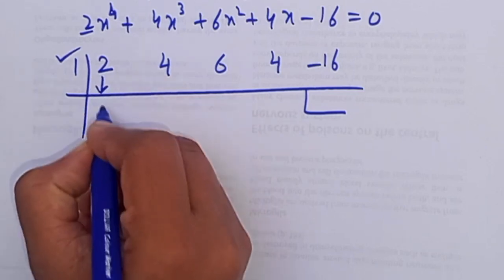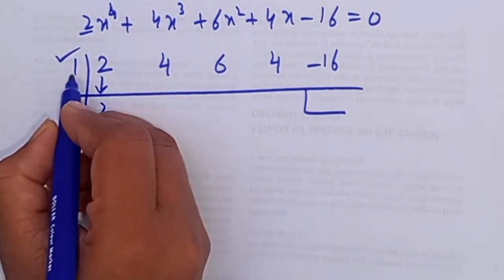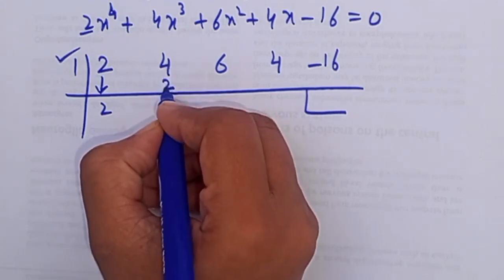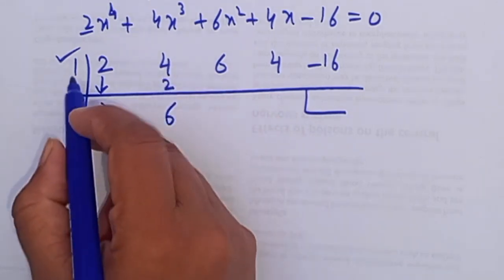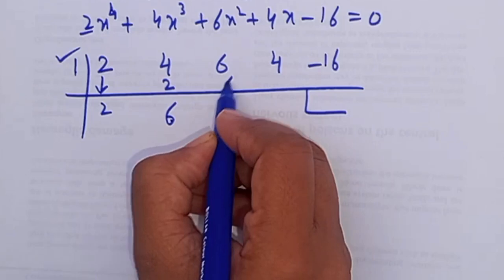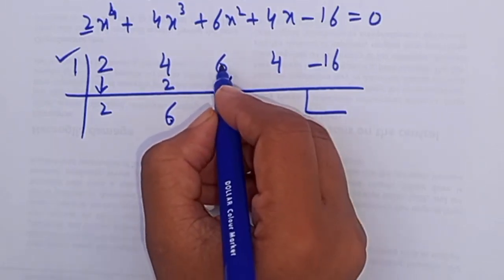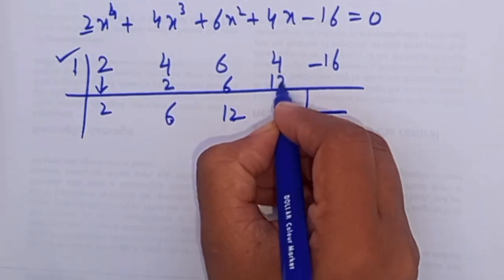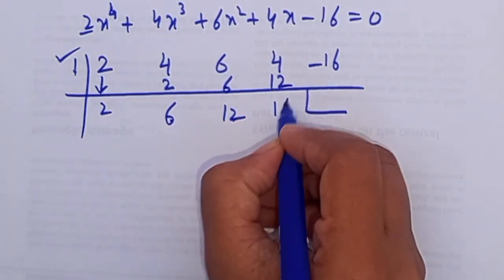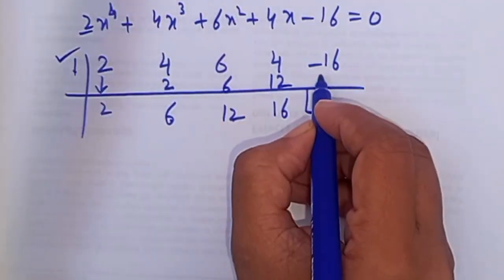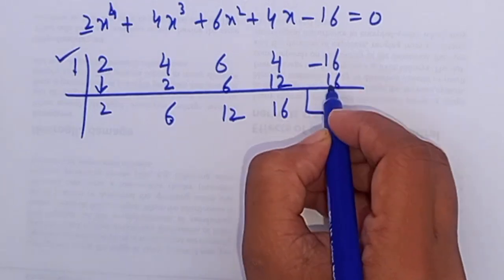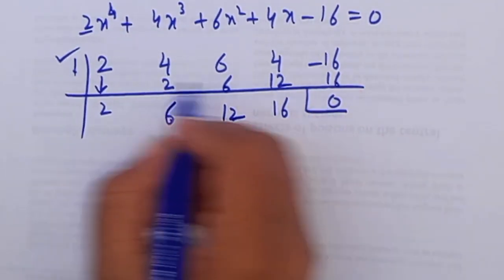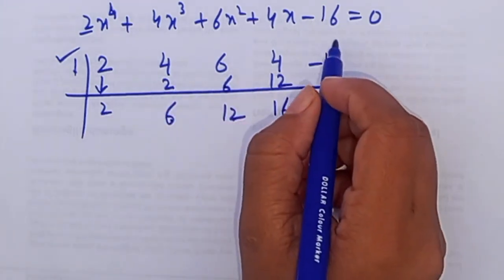We write this 2 as it is. Now multiply this 1 by 2, we get 2, and 4 plus 2 is 6. Multiply this 1 by 6, we get 6, and 6 plus 6 is 12. Now multiply this 1 by 12, we get 12, and 12 plus 4 is 16. Now multiply this 1 by 16, we get 16, and minus 16 plus 16 is 0. So the remainder is 0. So this implies 1 is a factor of the above equation.